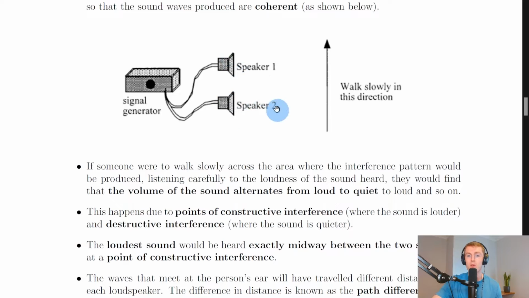However, if we were to remove one of these speakers, let's say we got rid of speaker 2, and there was only one loudspeaker connected to the signal generator, then we wouldn't observe or be able to hear an interference pattern from speaker 1, because there's no other waves to interfere with the waves from loudspeaker 1. And I'll just show you a quick simulation to help you visualize this.